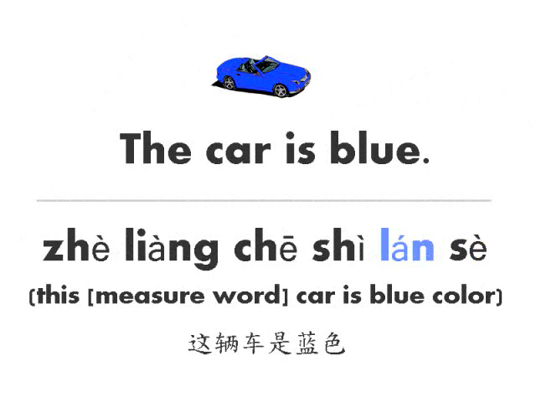How about the car is blue? Try to repeat after me. 这辆车是蓝色. That is, the car is blue color. 这辆车是蓝色.